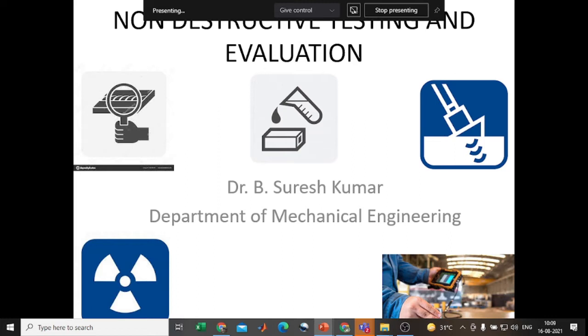During the experiment, you may destroy or disturb your specimens. Only after disturbing your specimen can you get the strength of the material, hardness of the material, toughness of the material, plasticity and elasticity of the material.